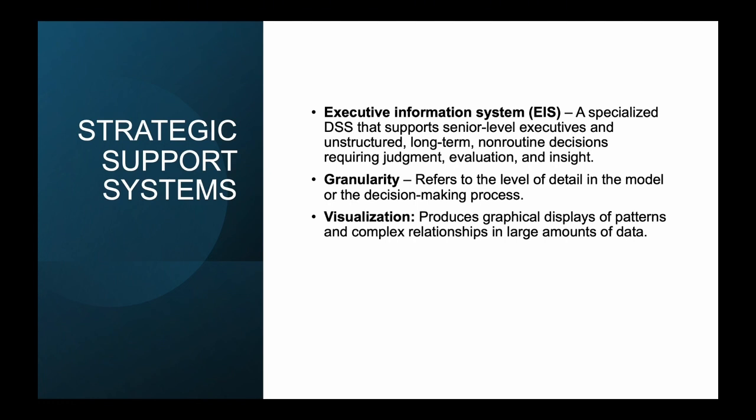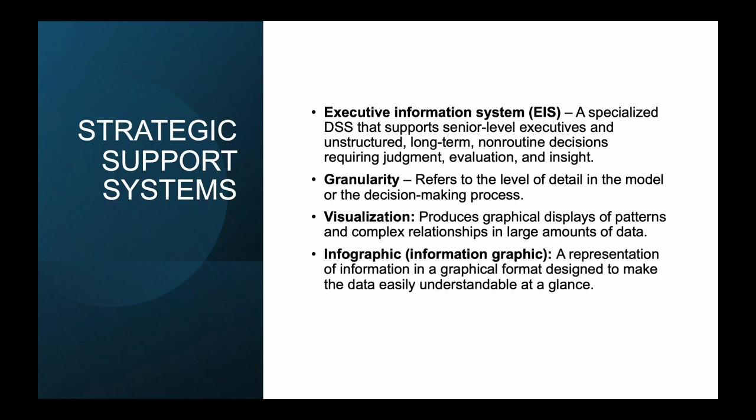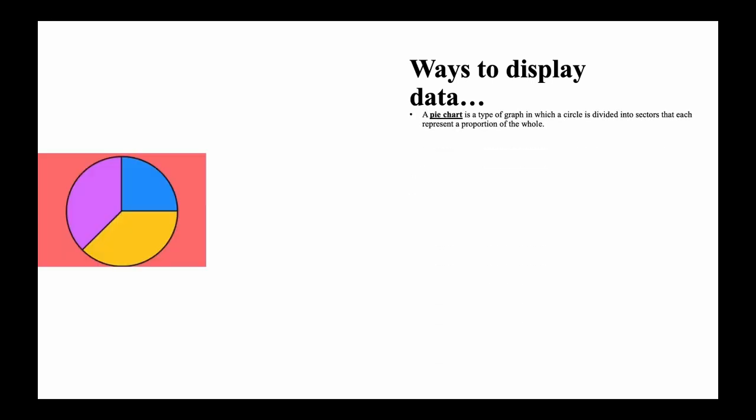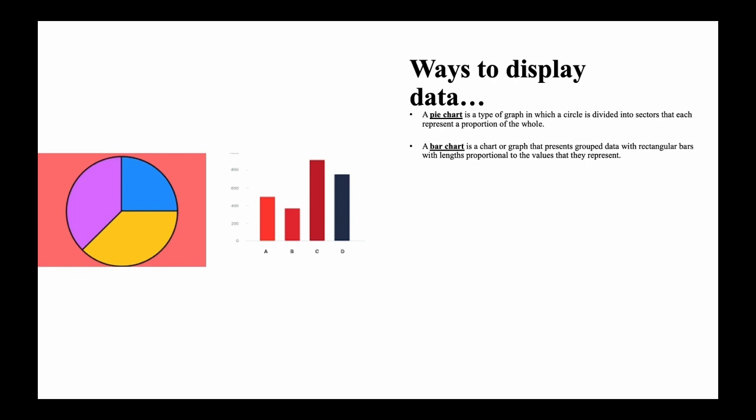For example, infographics. An infographic is an information graphic: information represented in a graphical format to make the data easily understandable at a glance. Now we have ways to display data. The first way is the pie chart, a circle divided into sectors that each represent a proportion of the whole. We have the bar chart, which represents grouped data with rectangular bars with lengths proportional to the values they represent.